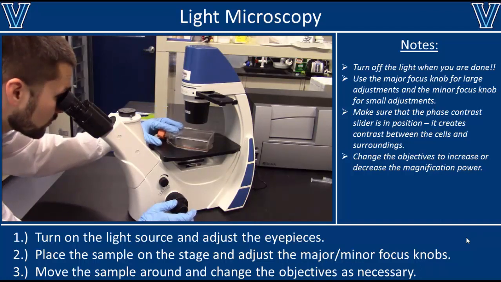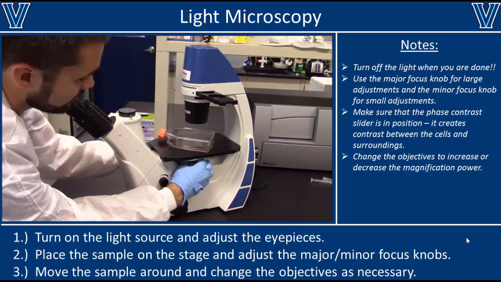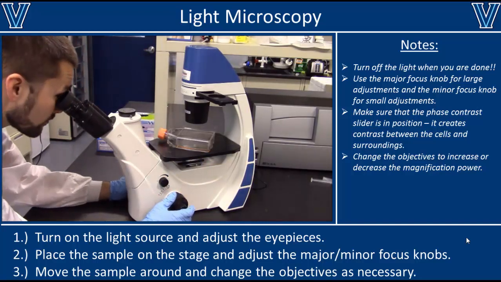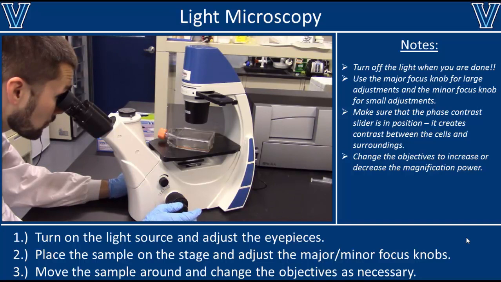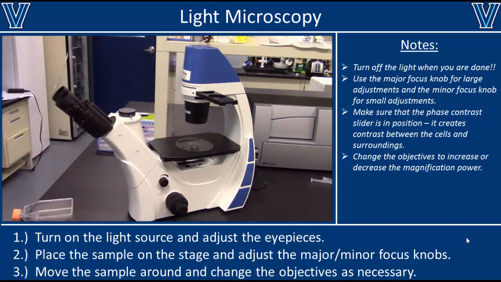Once you've got the sample focused, move it around the platform to find what you're looking for. You may choose to start with a low power objective, for instance 4x, and move to a higher power objective, 10x. You may then need to readjust the focus to clearly see your sample. Once you are done, turn off the light and put the specimen back into the incubator.